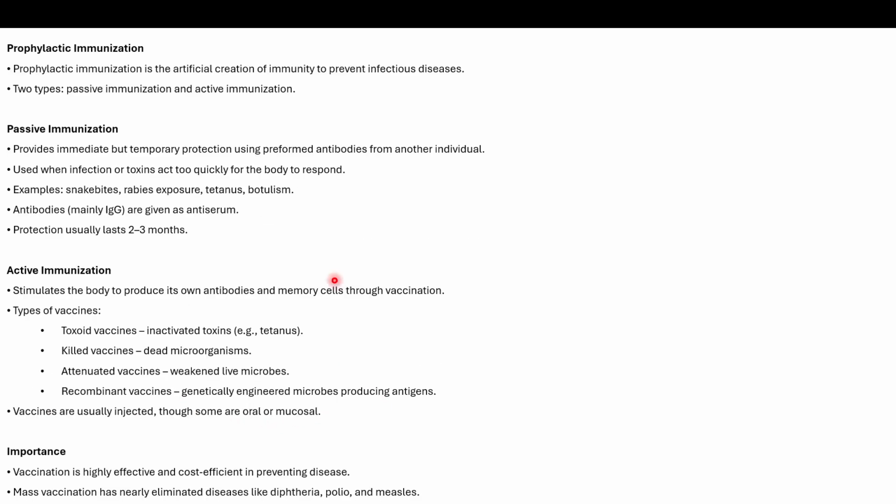Okay. Now, if we talk about immunization methods, one is the prophylactic immunization. Prophylactic immunization is the artificial creation of immunity to prevent infectious diseases, right? So it can be of two types: passive immunization and active immunization.